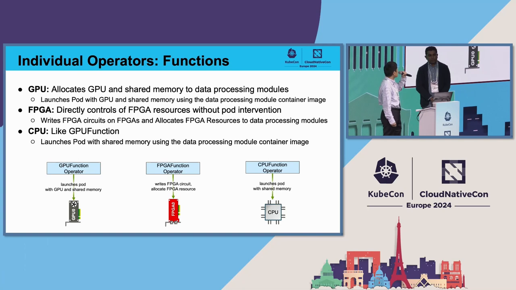Next slide shows the functions. We currently support GPU, FPGA, and CPU. First, GPU. GPU operators allocate GPUs and shared memory to data processing modules. To be specific, it launches a pod with GPU and shared memory using the data processing container image. Next, FPGA. The FPGA function operator directly controls the FPGA resources without pod intervention. So it writes FPGA circuits on FPGAs and allocates FPGA resources to data processing modules. Last, CPU. Like the GPU function operator, a CPU function operator launches the pod with shared memory using the data processing module container image.